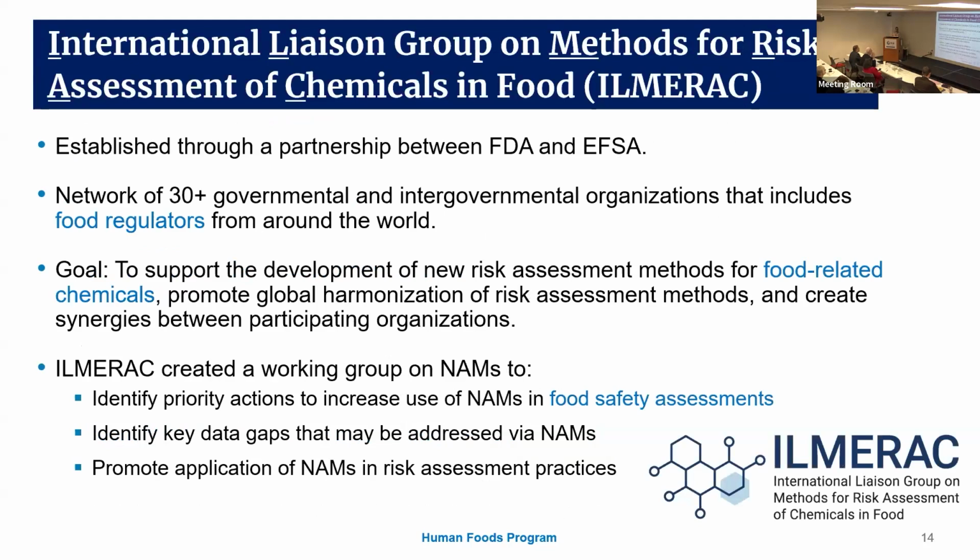I want to talk about two organizations or groups really briefly. Not that these are the only ones pushing forward to advance the use of NAMs in regulatory decision-making. The first one is the International Liaison Group on Methods for Risk Assessment of Chemicals and Food. It's a mouthful, but in short, we call it ILMARAC. It is established through a partnership with FDA and EFSA. It's a network of over 30 governmental and intergovernmental organizations that includes food regulators from around the world. The goal is to support the development of new risk assessment methods for food-related chemicals. So this group focuses primarily on foods. It promotes global harmonization of risk assessment methods and creates synergies between participating organizations.